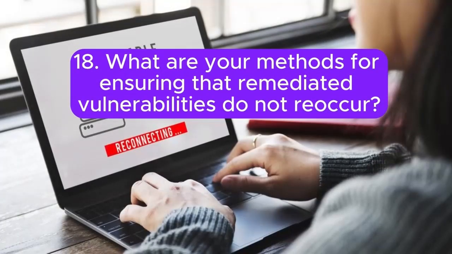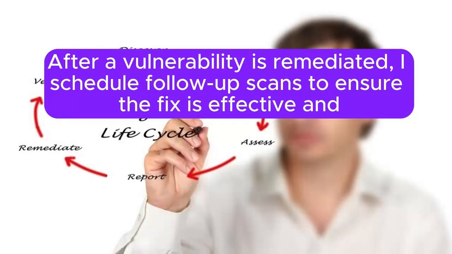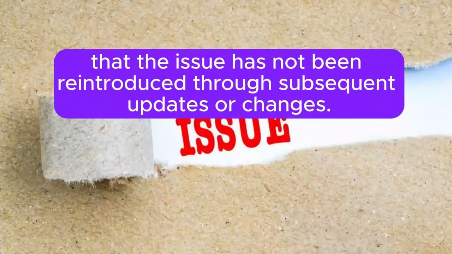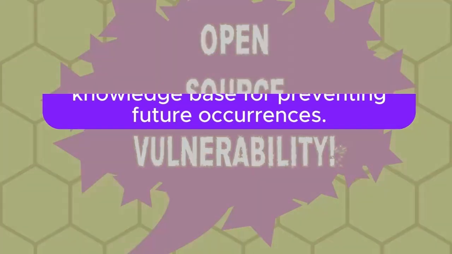18. What are your methods for ensuring that remediated vulnerabilities do not reoccur? Answer: To ensure vulnerabilities do not reoccur, I implement a robust change management process and continuous monitoring. After a vulnerability is remediated, I schedule follow-up scans to ensure the fix is effective and that the issue has not been reintroduced through subsequent updates or changes. Documentation of each vulnerability and its resolution helps in creating a knowledge base for preventing future occurrences.